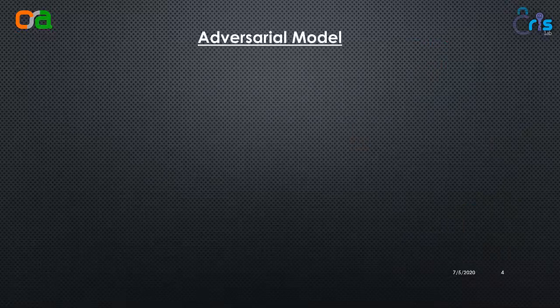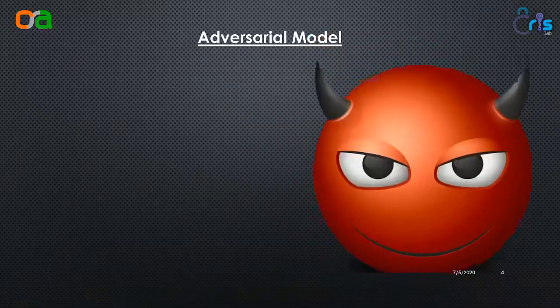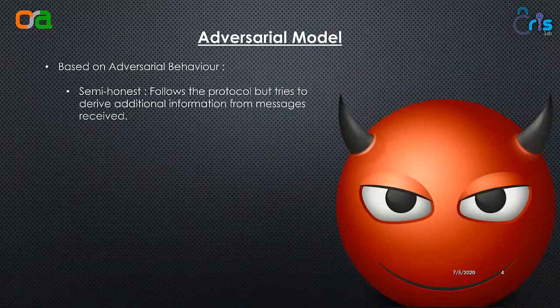Now we'll come to the adversarial model. So we divide the adversary based on behavior. That is, the first type of behavior is semi-honest, where the adversary follows the protocol as mentioned, but he tries to derive some additional information from the messages that he exchanged with the other parties. So imagine if I was one of the adversary, I would follow the protocol as mentioned, but I would sit with a pen and paper and try to derive some additional information from the message exchanges.